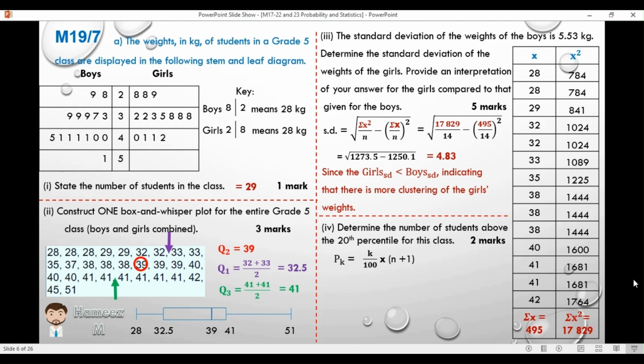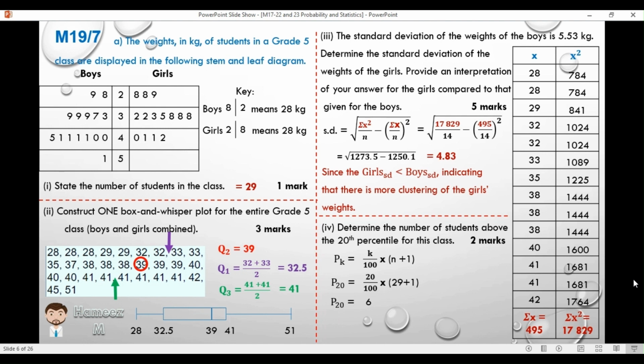So we can substitute here, and we want to work out the 20th percentile, so we say P20, k being 20 here, will be 20 over 100 multiplied by 29 plus 1, because there are 29 students in the class. And we could simply work this out. 29 plus 1 is 30. 20 into 100 is 5. 5 into 30 is giving us that the 20th percentile term is the 6th term.